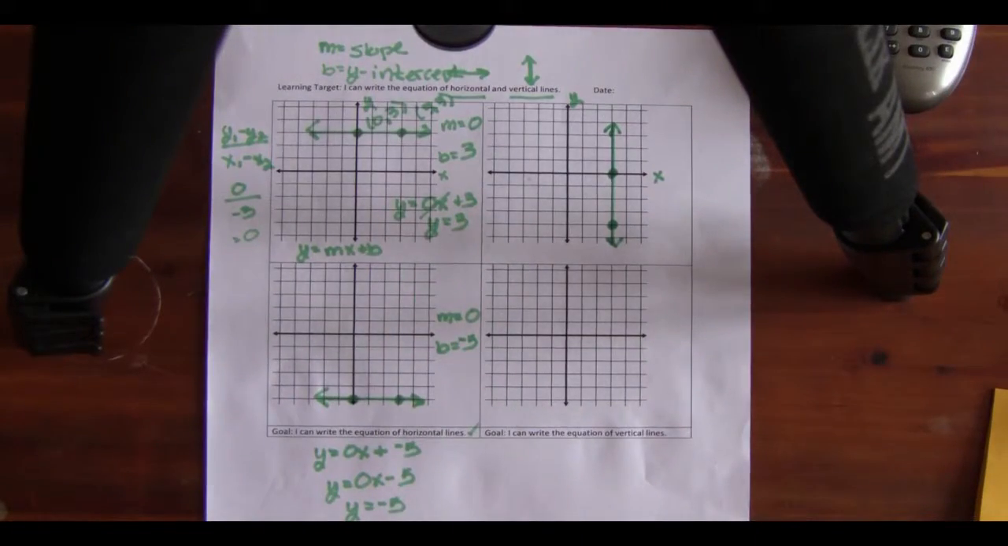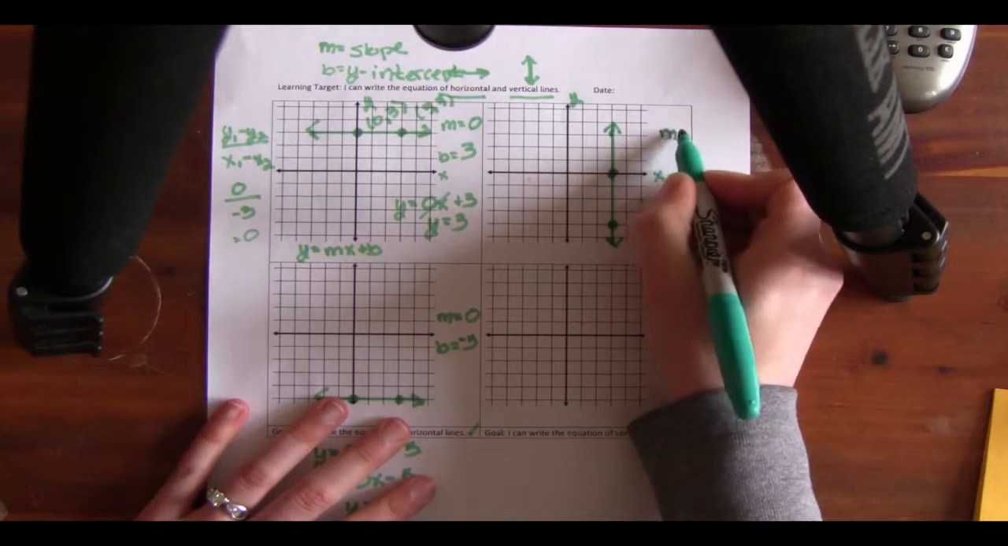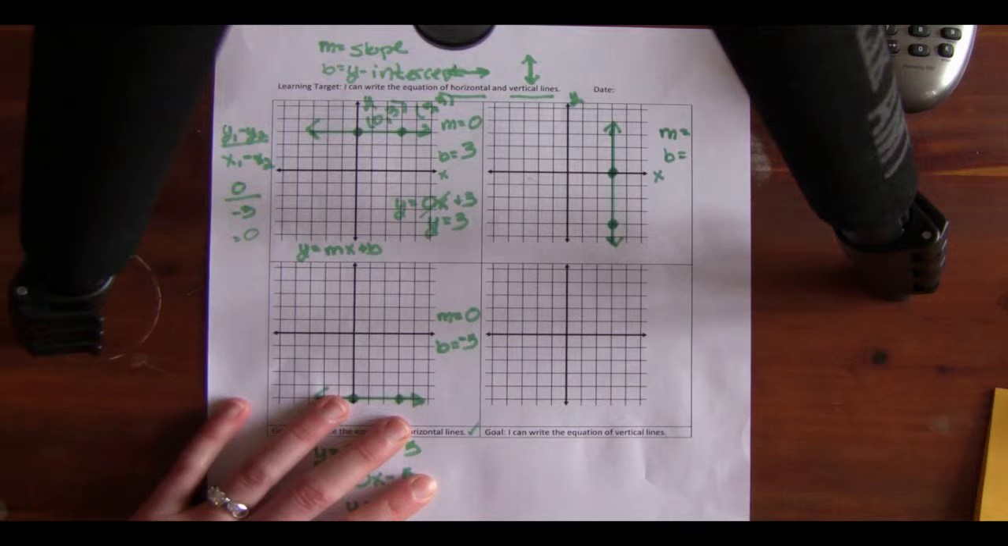Now, thinking back, the two things that we need to write the equation of any line, we need the slope and we need the y-intercept. Do you see any problem already with either of these two things? Just think for a second before I tell you the answer.